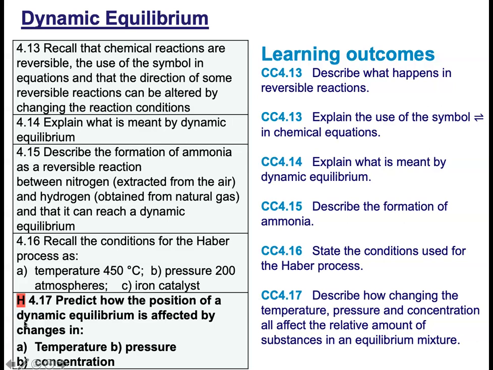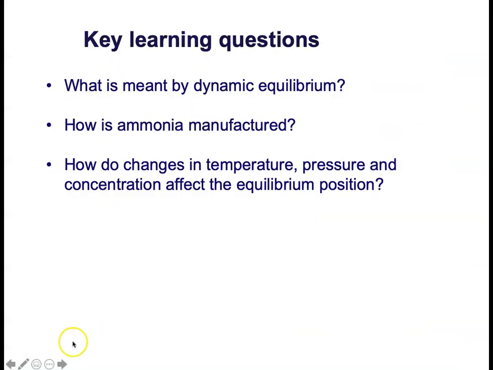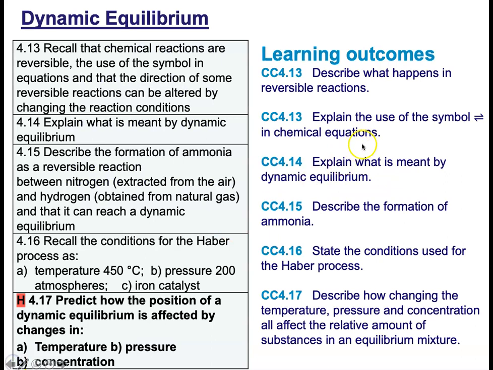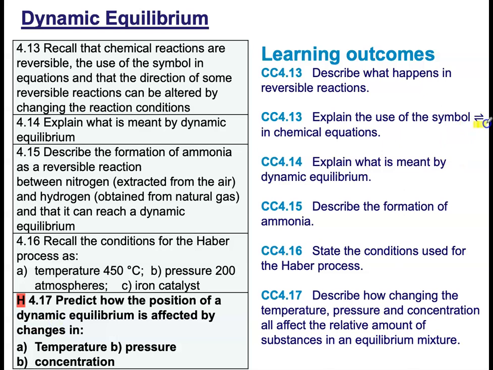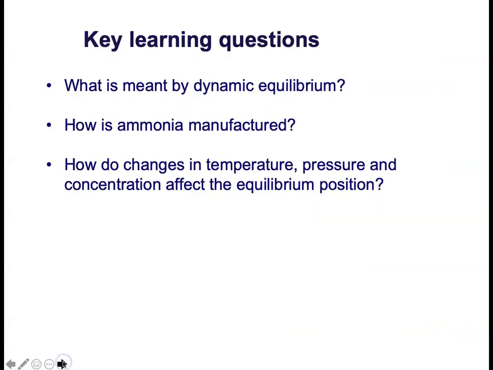Key learning outcomes in this topic are to understand what we mean by a reversible reaction, the sign that indicates the reaction is reversible, the arrow here, which indicates the reaction is reversible, this arrow here. We will explain what is meant by dynamic equilibrium, and then we will use the formation of ammonia as an example to understand what happens in an equilibrium reaction.